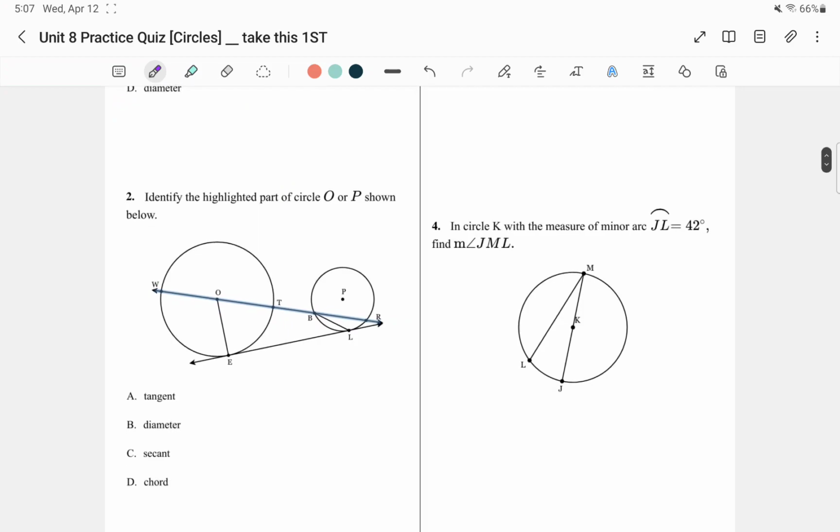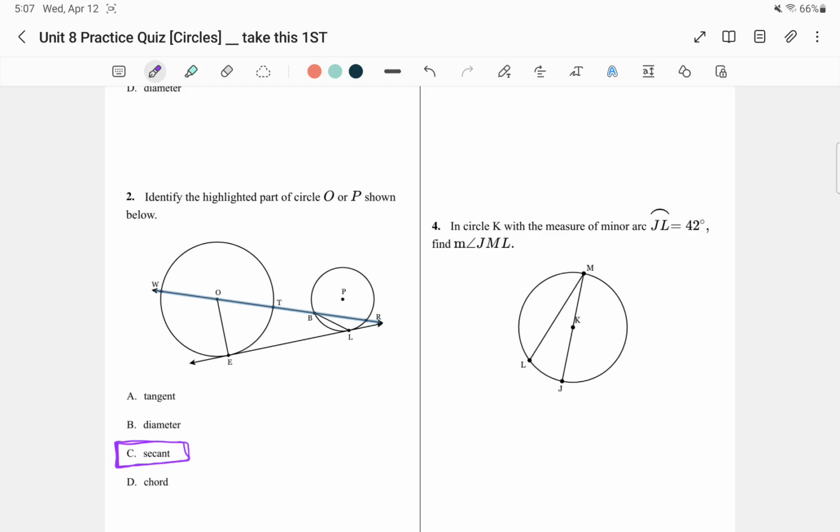Again, this is showing a segment or a line that goes all the way through the circle, not just stopping at the edges, but all the way through. So is that a tangent? No. A diameter? No. A chord? No. It is a secant. A secant goes all the way through and intersects 2 points of the circle, whereas a chord is only in between, diameter is only in between, and tangents are on the outside only touching one part of the circle.